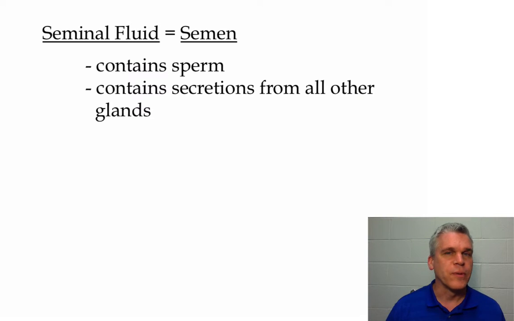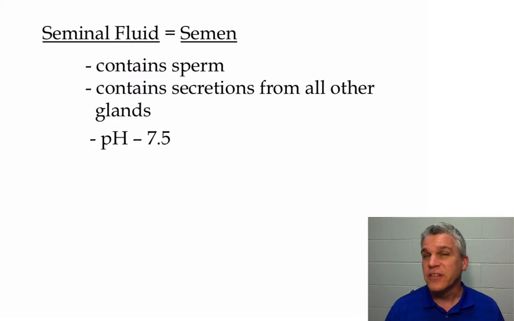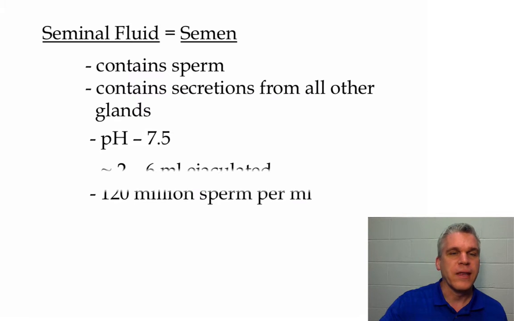So there's going to be some from the prostate gland, some from the seminal vesicle. Again, in a case where a man has a vasectomy, he will still produce the fluids. There will just no longer be sperm in it. The pH, again, just slightly above 7, about 7.5.